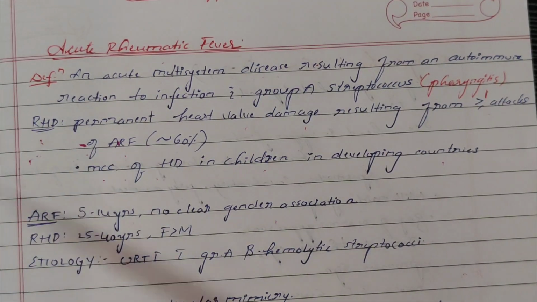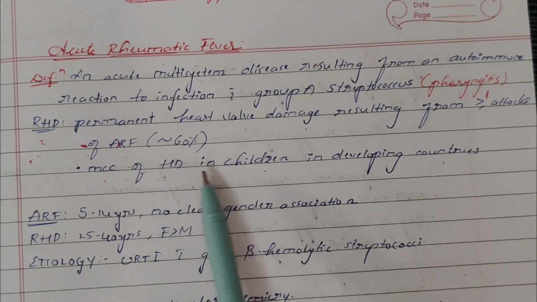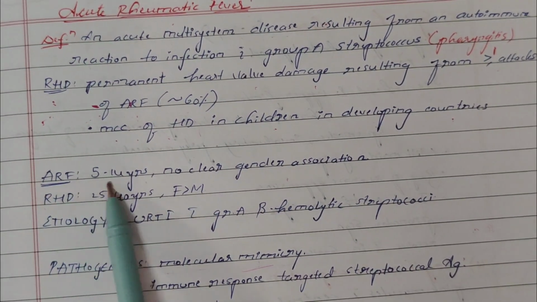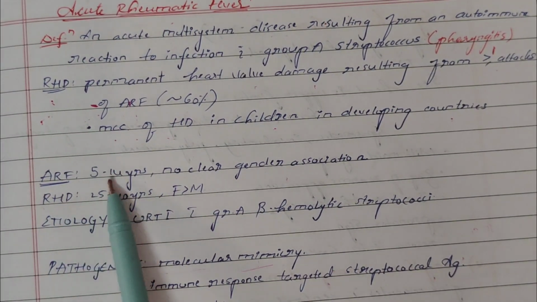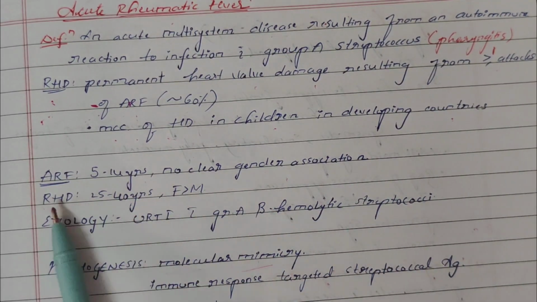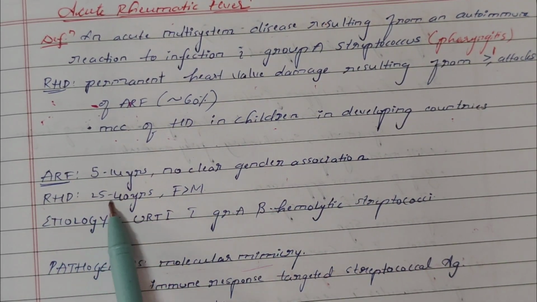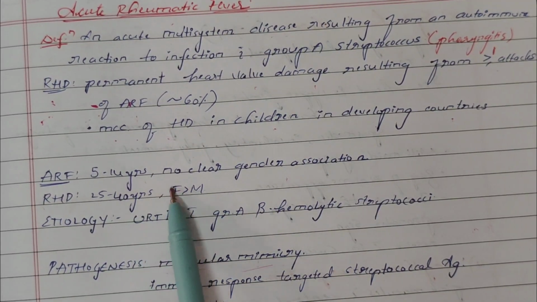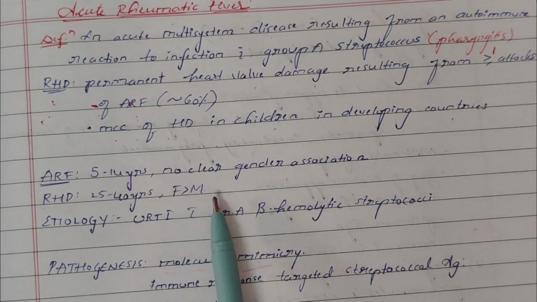Okay, rheumatic heart disease is the most common cause of heart disease in children in developing countries. Coming to acute rheumatic fever, it is seen in 5 to 14 year old school going children, and there is no clear gender association. Rheumatic heart disease is seen in 25 to 40 year olds and aged people, and females are more prone compared to males.